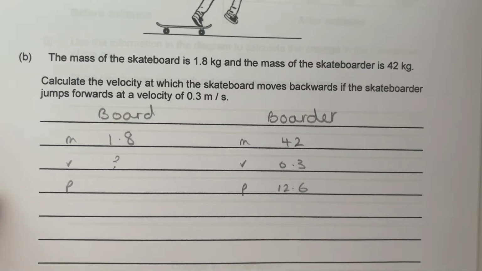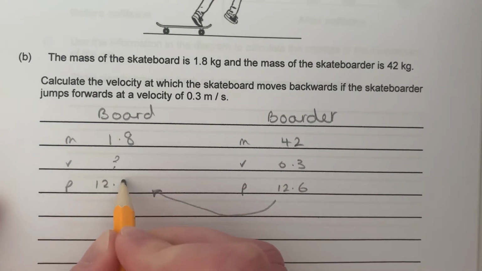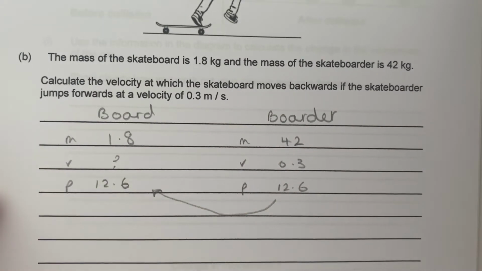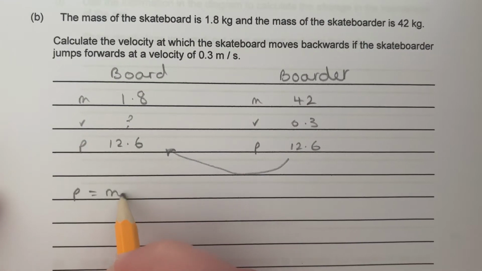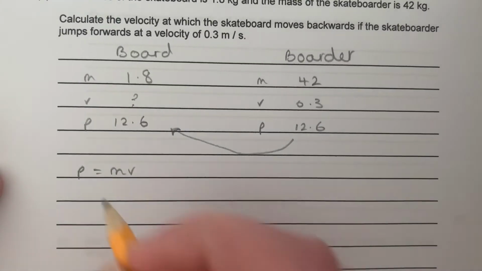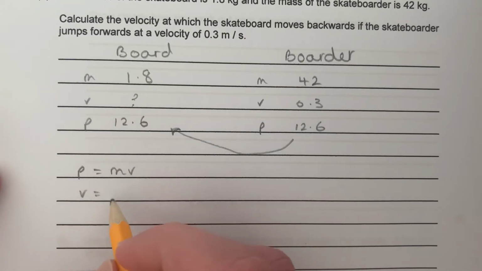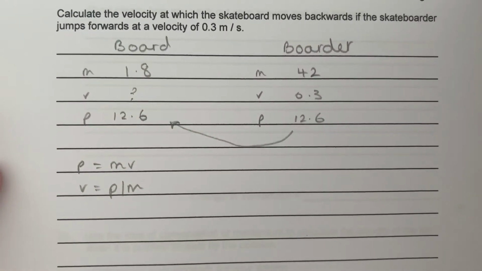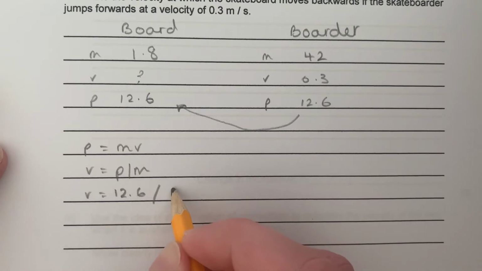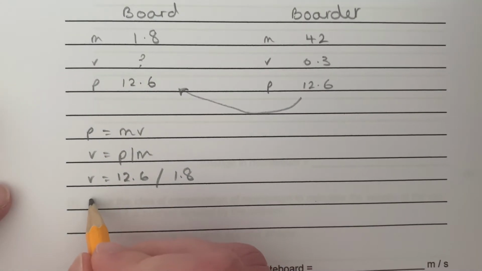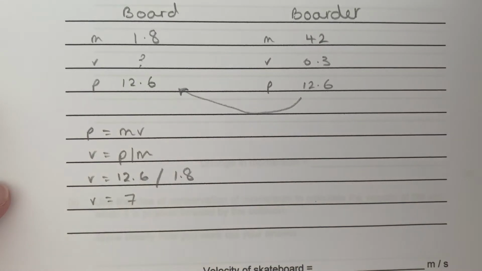We know that the momentum before is exactly the same as momentum after. So we can put that across. Momentum on this side is therefore going to be 12.6. We then want to work out the velocity. Again, equation, momentum equals mass multiplied by velocity. Rearrange to find velocity will give you momentum divided by mass. Our momentum is 12.6. Our mass is 1.8. 12.6 divided by 1.8 is going to give you a velocity of 7 meters per second.